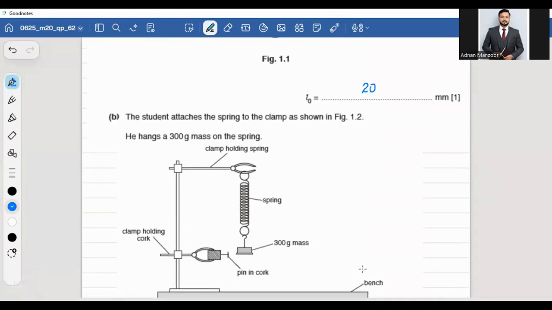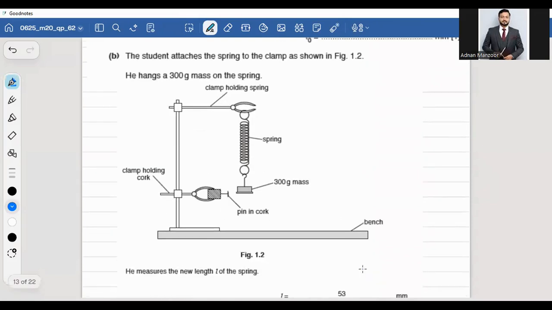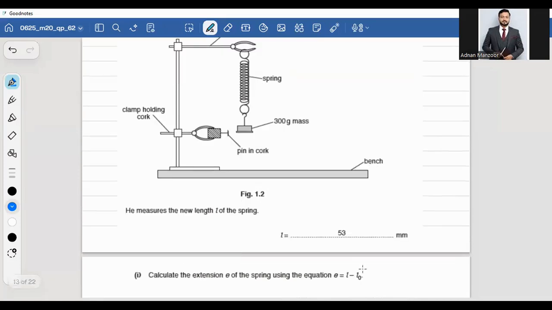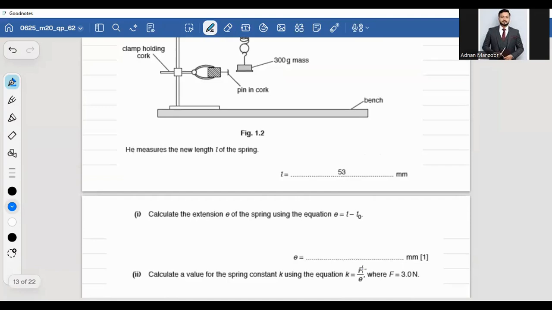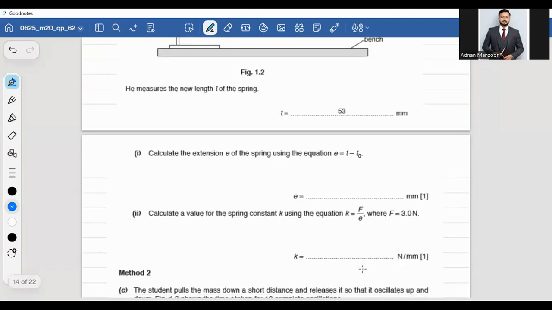He hangs a 300-gram mass on the spring. So we can see that's the spring and he's attaching 300 grams of mass to it. He measures the new length L of the spring, and that is 53 millimeters. Calculate the extension E of the spring using the equation E equals L minus L naught. L is the new length, that was 53, and the original length was 20, so this gives you 33, and it's in the same millimeters, so it's totally fine.